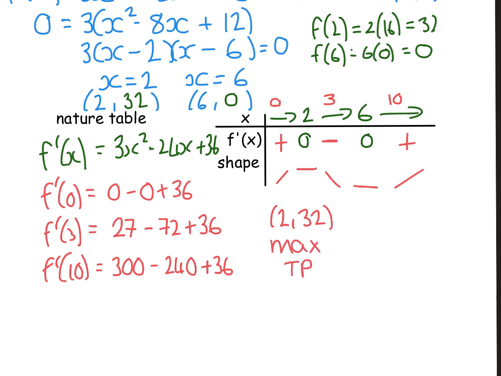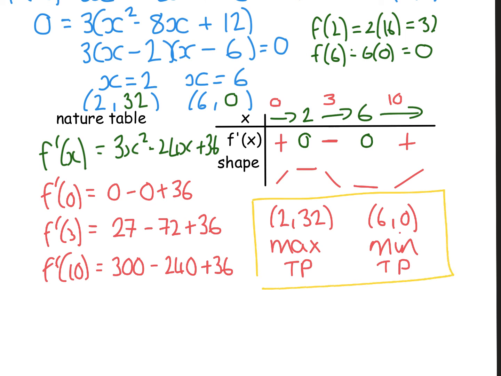And at the 6, 0, we've got the minimum shape, so we say that is a minimum turning point. And that there is what we are after. As our conclusion, that is us got the turning points and the nature. So thanks very much. I hope this has helped.